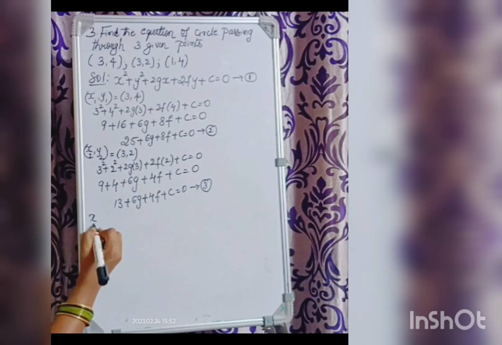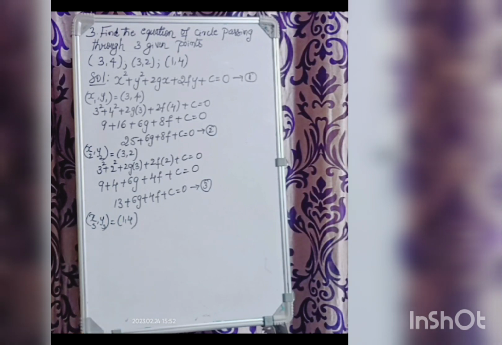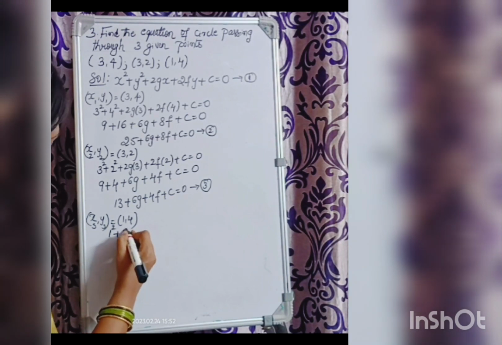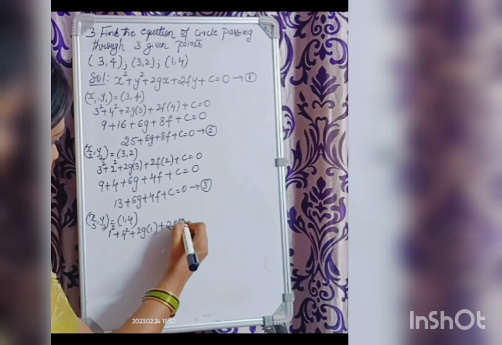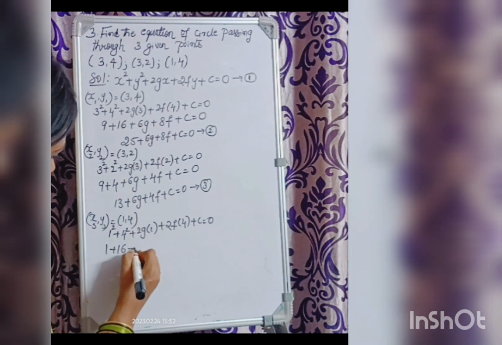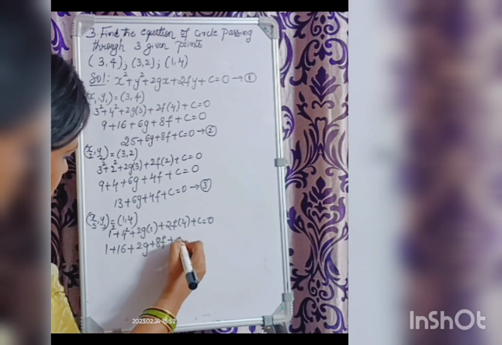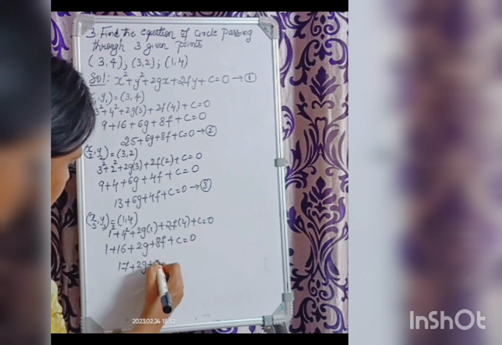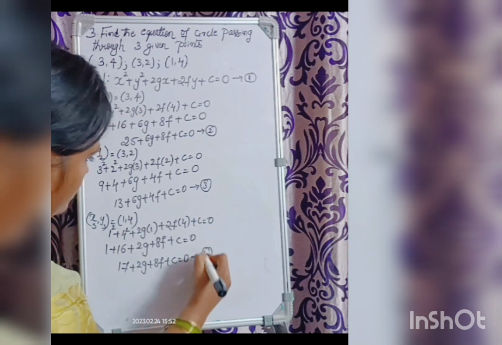And the third point that they have given is (1, 4). Similarly, substituting these values in equation 1, I'll get 1² + 4² + 2gx + 2fy + c = 0, or 1 + 16 + 2g + 8f + c = 0, or 17 + 2g + 8f + c = 0. I will call this equation 4.